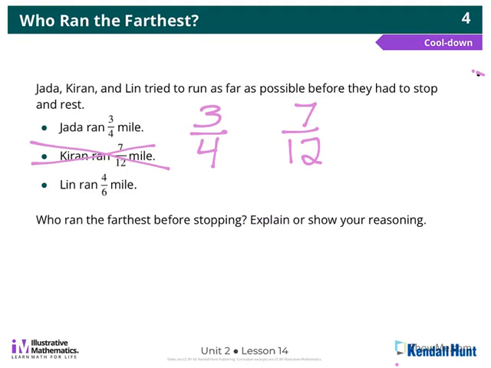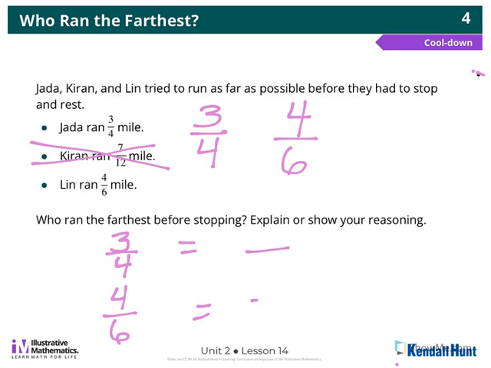All right, now I'm going to compare Lynn to Jada. So let's see. Jada ran 3/4 of a mile. Lynn ran 4/6 of a mile. Once again, we have different denominators. We have a 4 and we have a 6. So I'm going to have to make equivalent fractions. So we have 3/4 and we have 4/6.